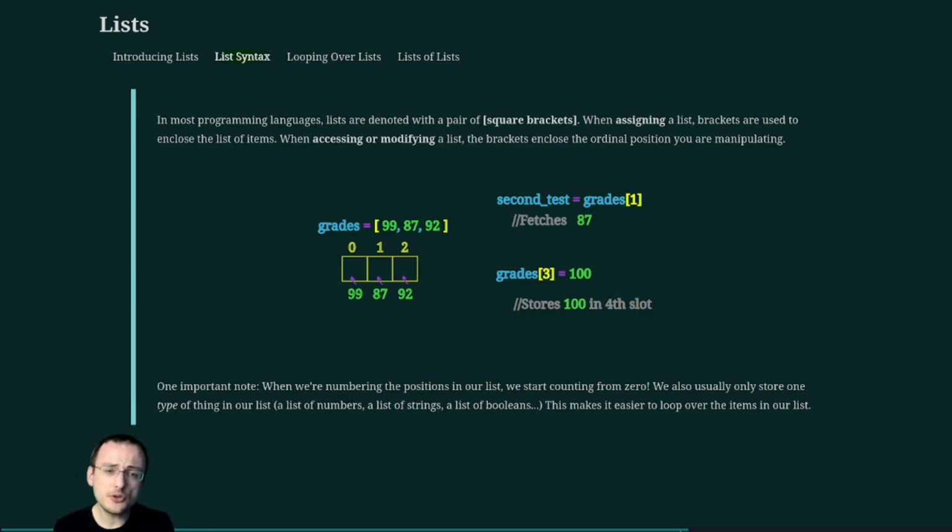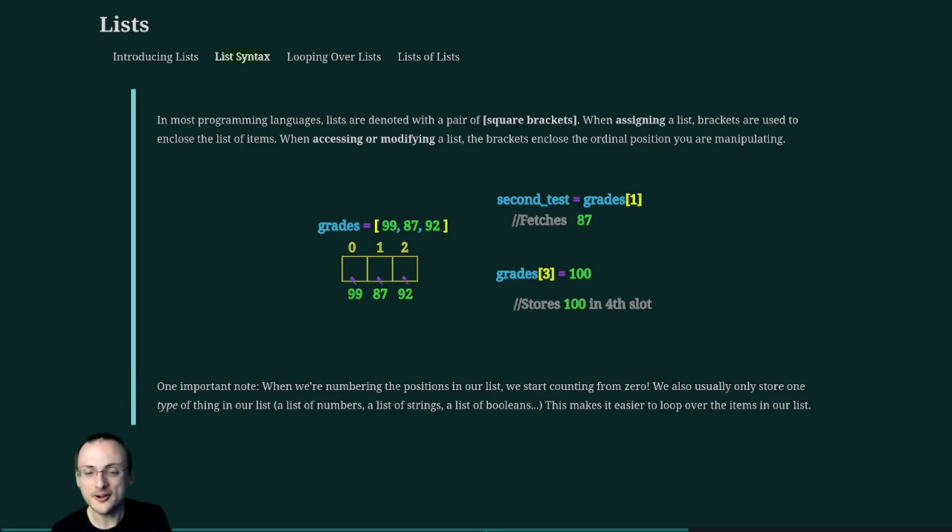So there are two little notes that I want to highlight here. The first is, if you notice, there's something a little bit weird going on with the numbering here. I said the second test is grades at index 1. So second, but 1. The reason that there's that offset there, the reason they don't line up, is that with lists, we start counting from the number 0. The first slot is slot number 0. The next slot is slot 1. The third is 2. The fourth is 3.